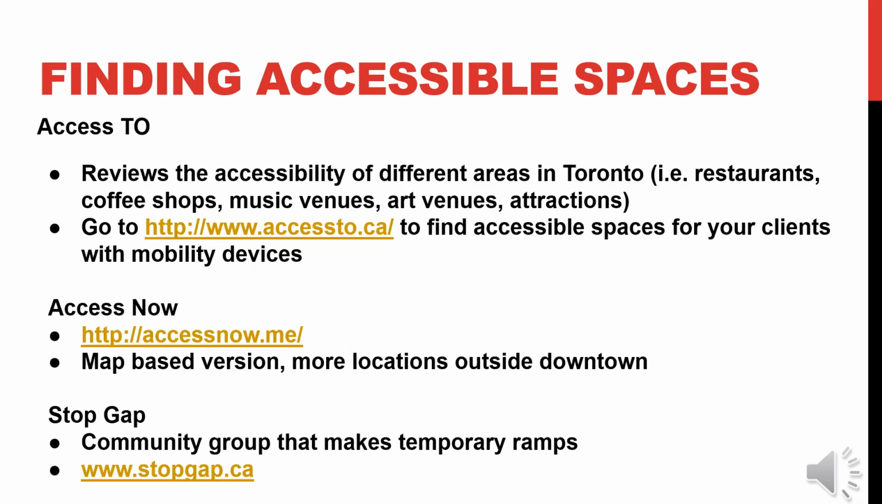There are several resources for finding accessible spaces in the community, including things like Access.to, which provides accessibility reviews, Access Now, which provides a map-based version of accessible locations, and Stopgap, a community group who builds and installs temporary wheelchair ramps at various locations.